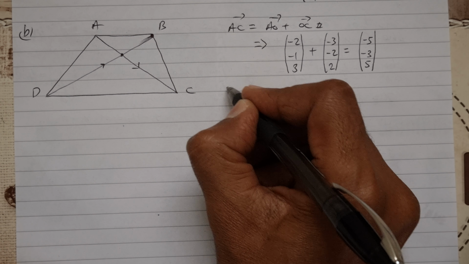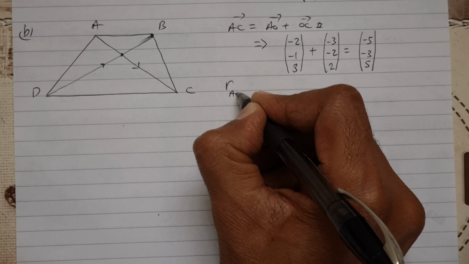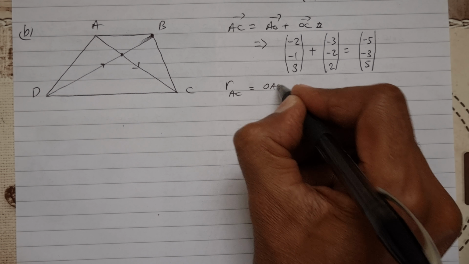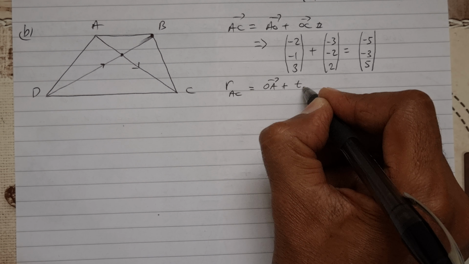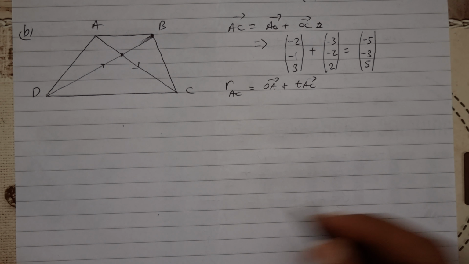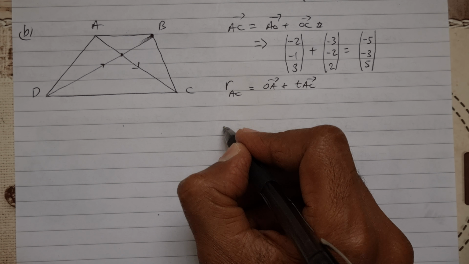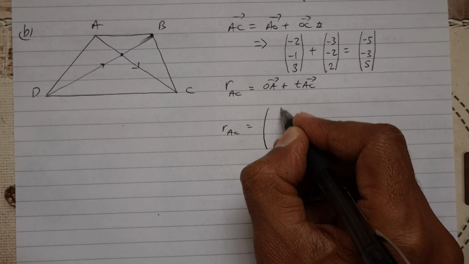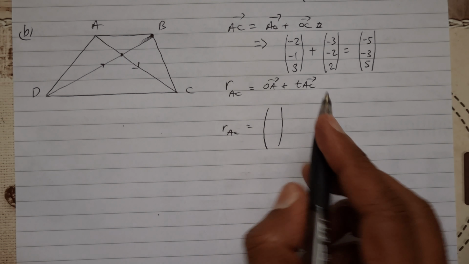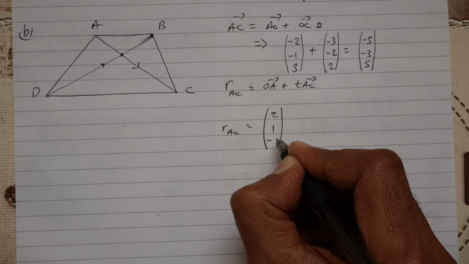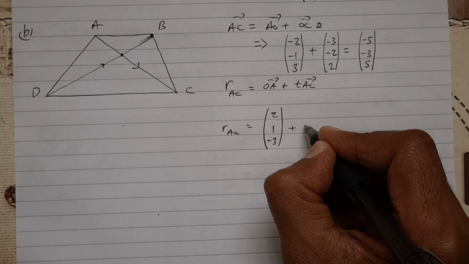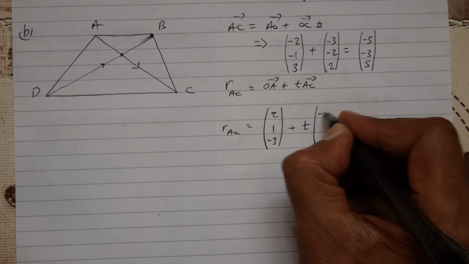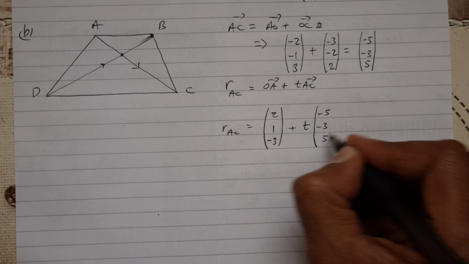Therefore, a vector equation of the line AC is going to be equal to OA plus t AC. So what's the vector equation of the line AC? It is simply OA, which is (2, 1, -3), plus some parameter t times AC, and we just found AC to be (-5, -3, 5).